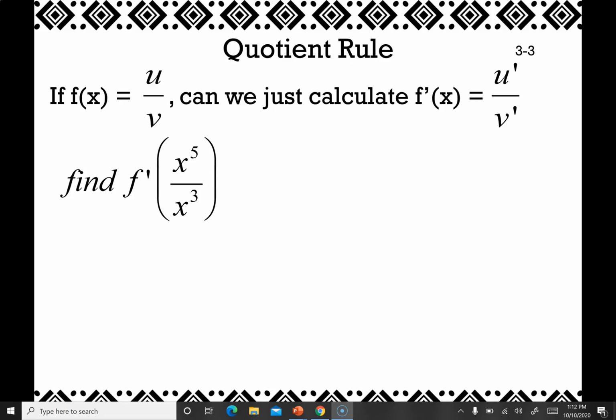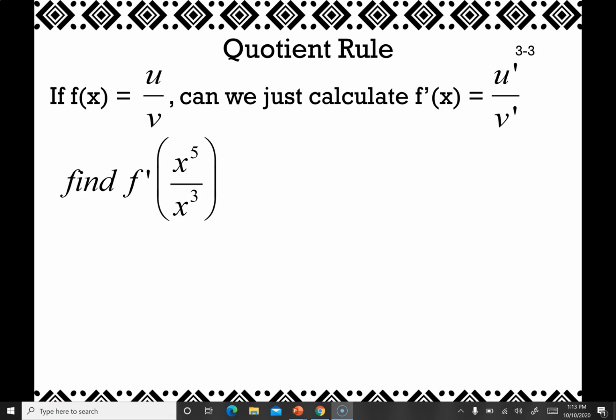All right, let's go ahead and tackle the quotient rule, which is a nice way of saying the division rule. So here's our question. If we've got f of x equals u divided by v, can we just do u prime divided by v prime? Well, let's see if that works.